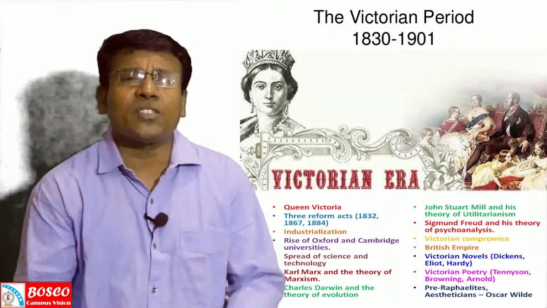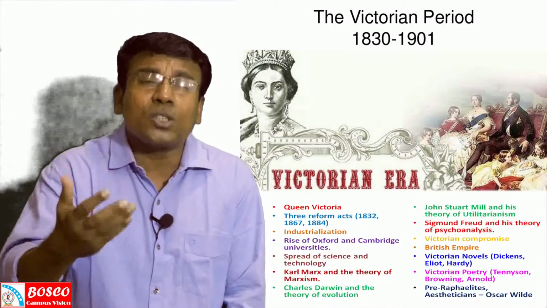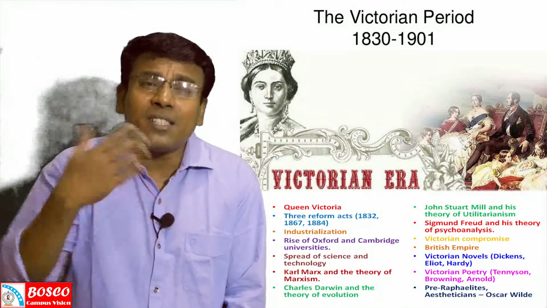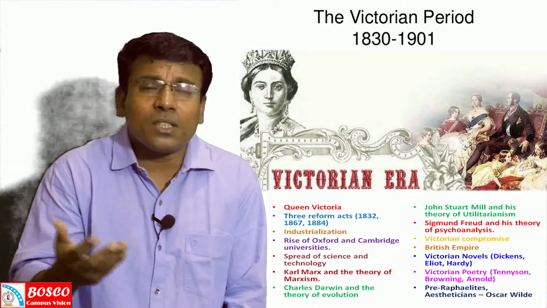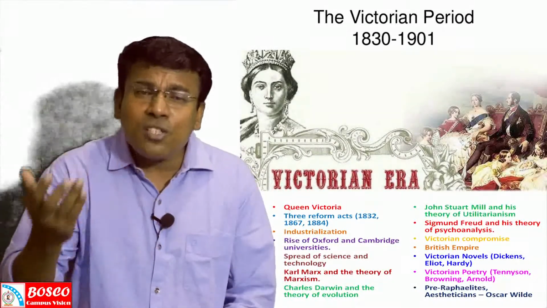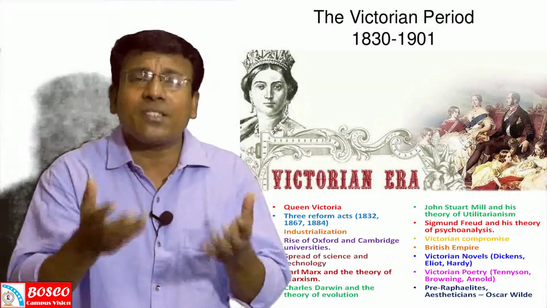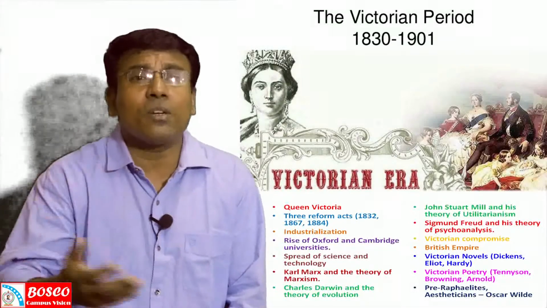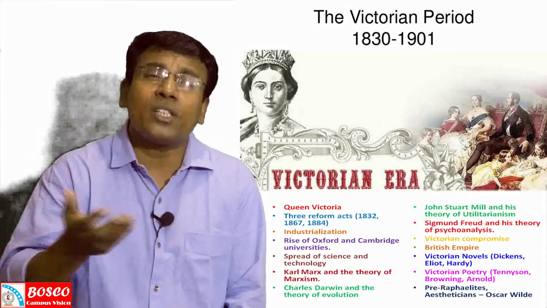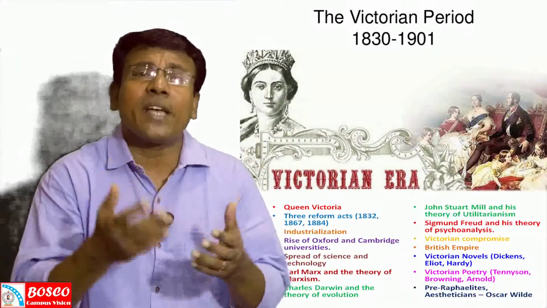Then in our fifth lecture we discussed the spread of science and technology, the growth of science and technology. There were many inventions and discoveries taking place in Victorian times, and these factors caused the spread of science and technology. We discussed Florence Nightingale and how the modern nursing profession came about, etc. So, that was our discussion about science and technology.